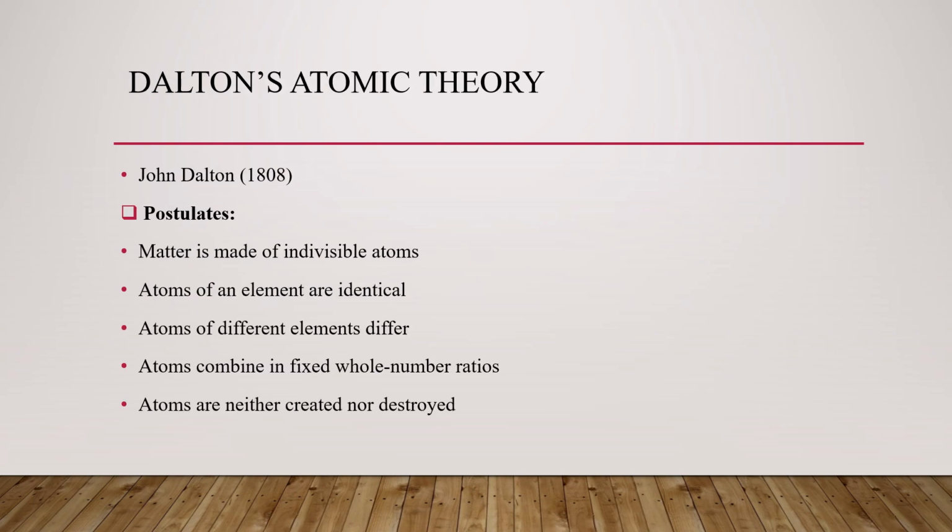Next is Dalton's atomic theory. Dalton's atomic theory was proposed by John Dalton in 1808. And here are the main postulates of Dalton's atomic theory. Matter is made up of indivisible atoms. Atoms of an element are identical. Atoms of different elements differ. Atoms combine in fixed whole number ratios. Atoms are neither created nor destroyed.